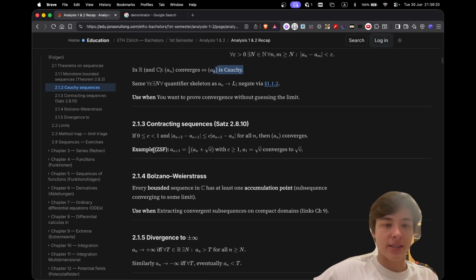In contracting sequences, we have a C which is between 0 and 1, where an plus 2 minus an plus 1 is smaller than C times an plus 1 minus an. So that means the difference gets smaller by a factor of C every single step. I'm not sure if this is something like Leibniz.